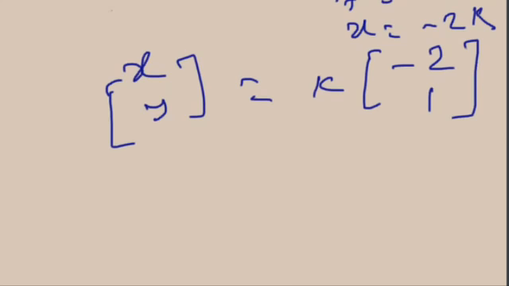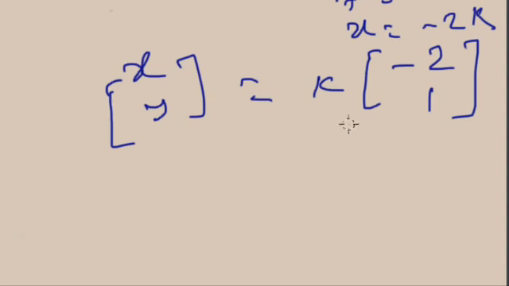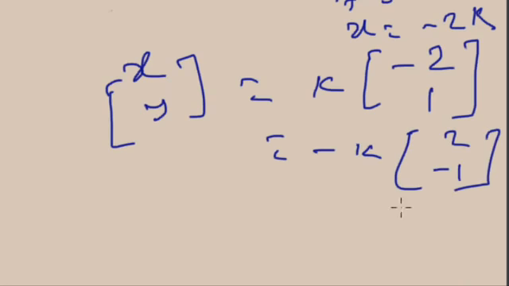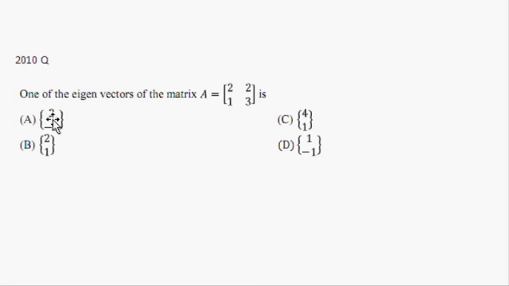See, the option is this. It can be obtained by multiplying by minus 1: multiplying with minus 1 gives minus k times (2, minus 1). So the eigenvector is (2, minus 1). So the answer is A.